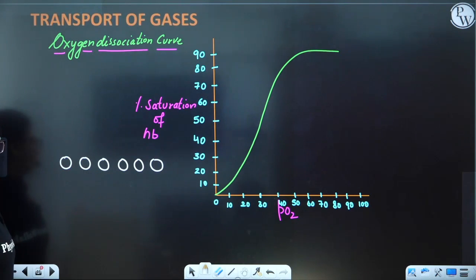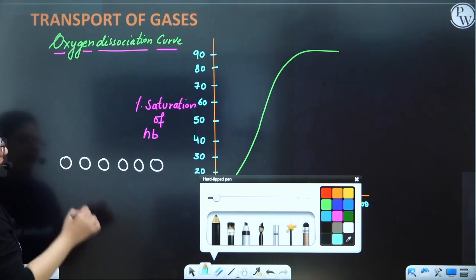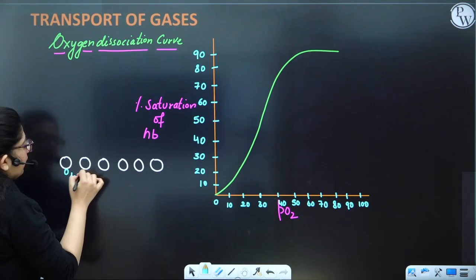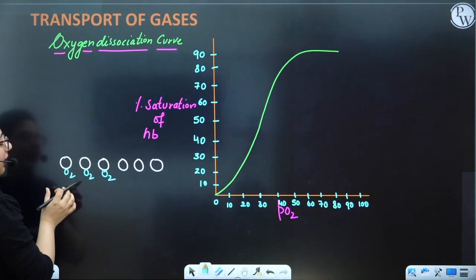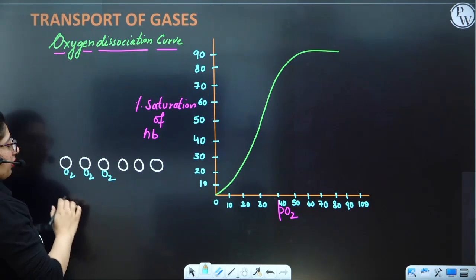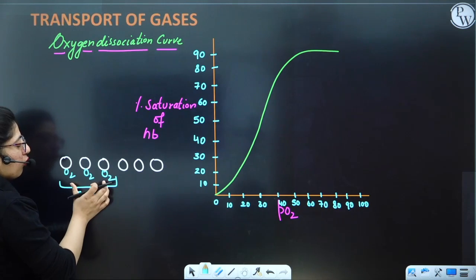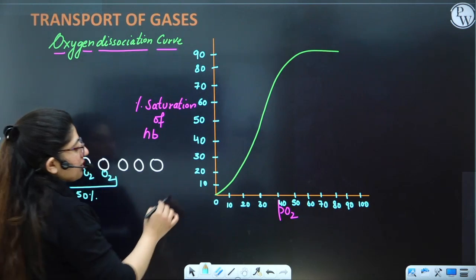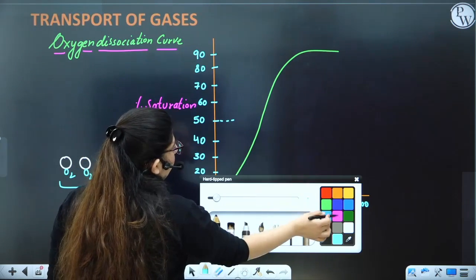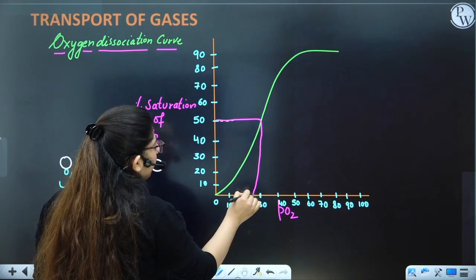I have 6 hemoglobin. Now I am going to increase the partial pressure of oxygen, and here the binding starts. There is a point where 50%, since there are 6, 50% of the hemoglobin is filled. And that point is, yes, you can see here, 50% has been filled at around 25.